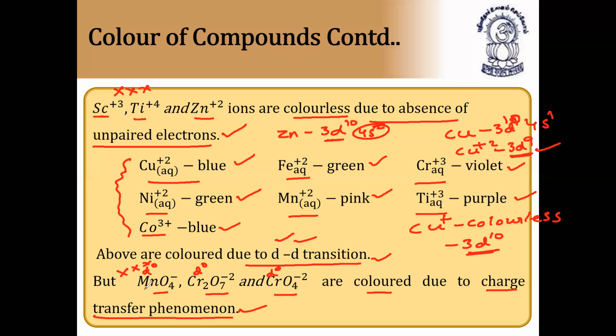Those metal ions are the permanganate ion, manganate ion, dichromate ion, and chromate ion. In these ions, the metals have no unpaired electrons because they have d0 configuration. They do not have any unpaired electrons, but still they produce color because of the charge transfer phenomenon. So all these 4 points are very important. We have discussed 4 points clearly, so please note it down in your classwork and remember this for the entrance exam.